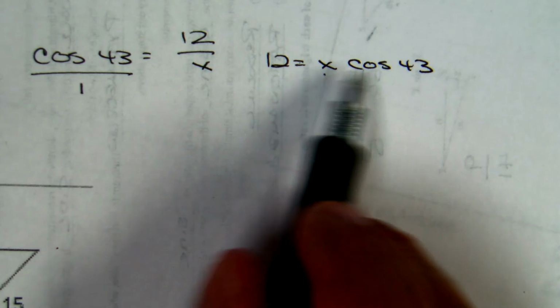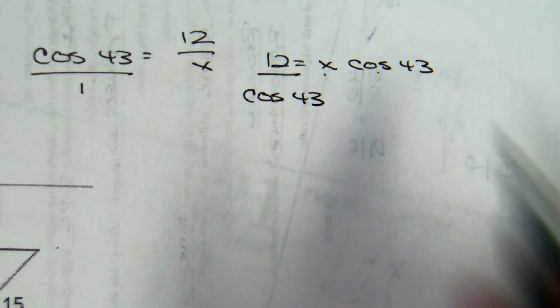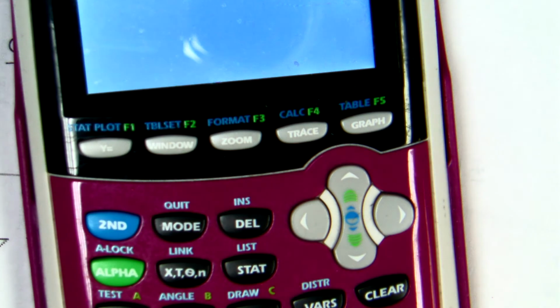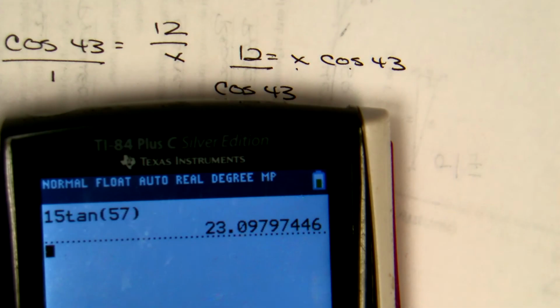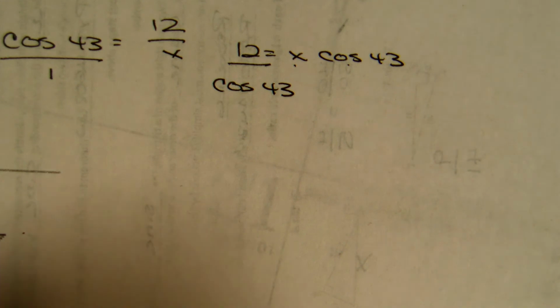I'm trying to solve for x. How do I get rid of multiplication? Divide by cosine 43. I go to my calculator: 12 divided by cosine 43. And I get 16.4.